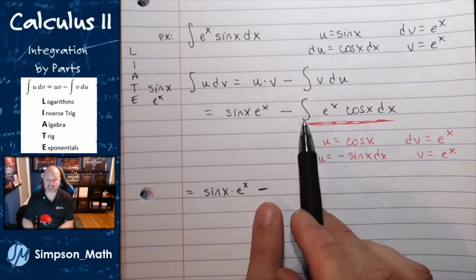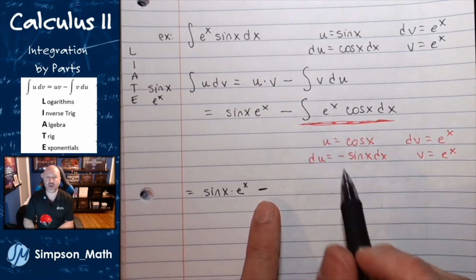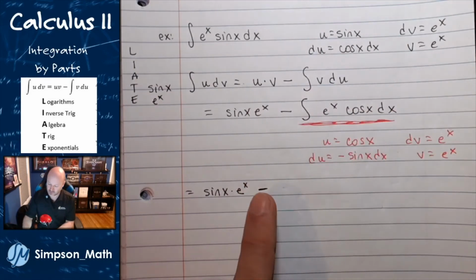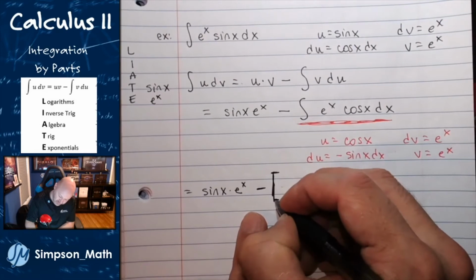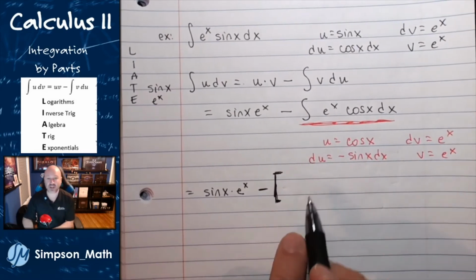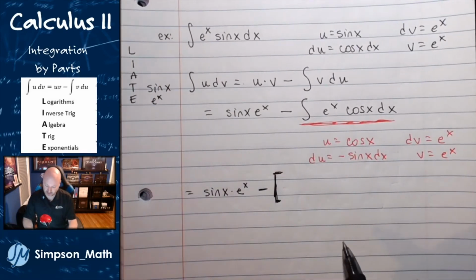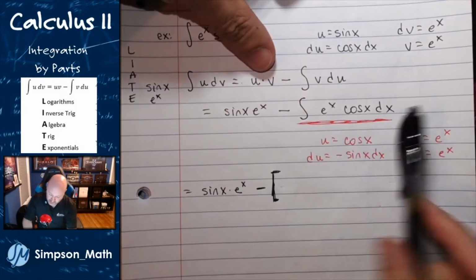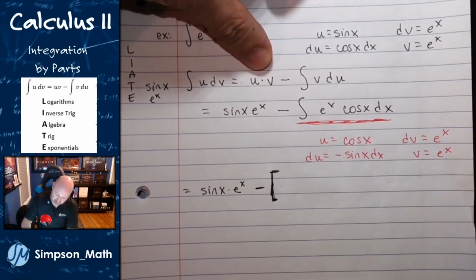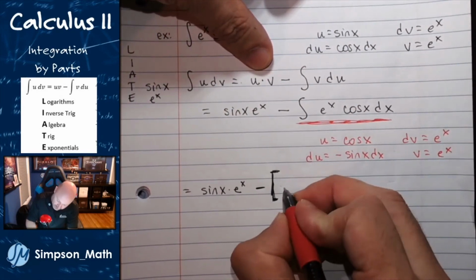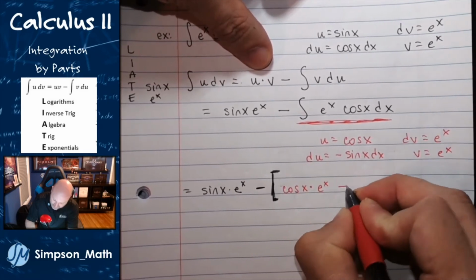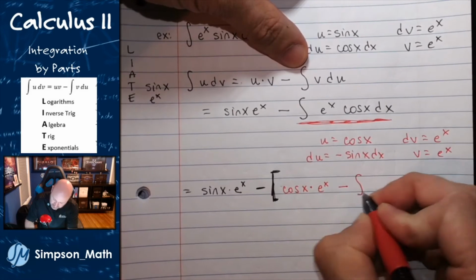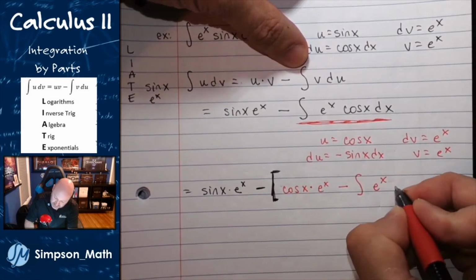Now, this single integral is becoming two things. So when I subtract, I do need to emphasize these parentheses, because I'm going to subtract everything that I write down from here on out. And it's just the parts formula. So I go through and say u times v minus the integral of v du.